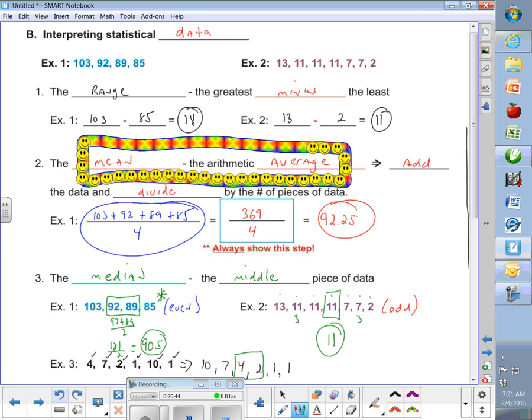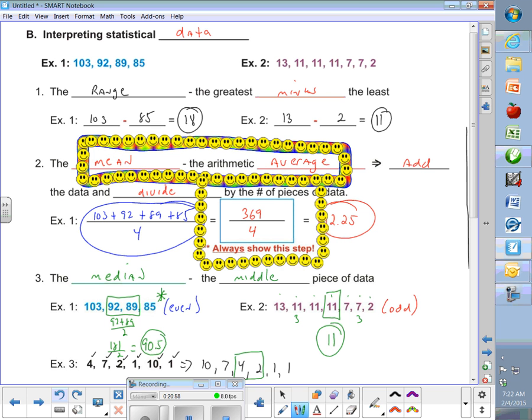Always associate the word mean with the average. The mean is the average. Remember, how do you do an average? Add all the data. Divide by the number of pieces of data. Remember, I always want to see that step. I always want to see the total amount on top and the number that you're going to divide it by on the bottom.